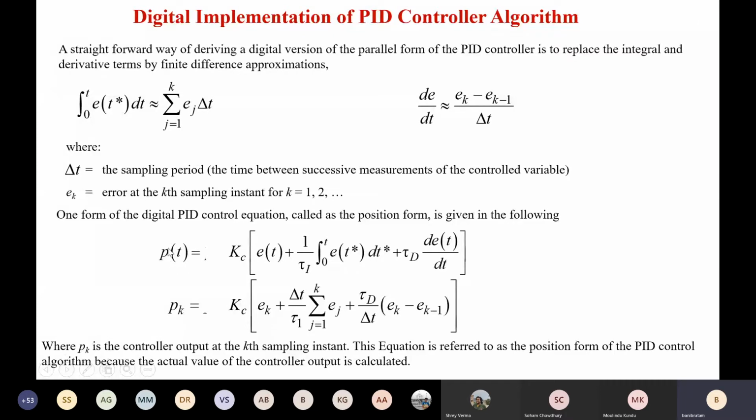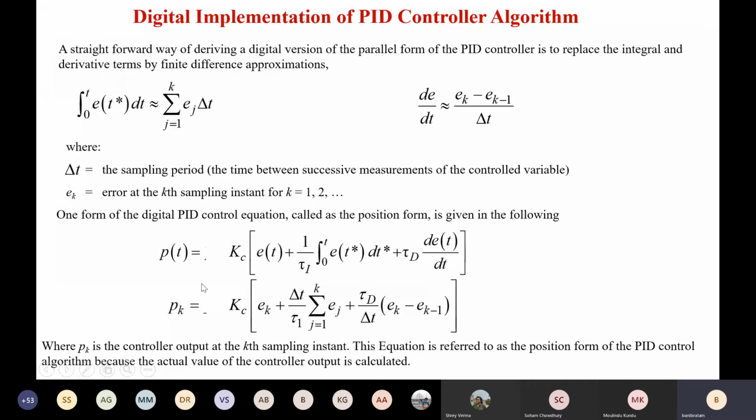So in our PID control, if I consider that the PID output is P(t), then I can write it as, here just Kc is written. Earlier we have written Kp. So Kc into e(t) plus 1 by tau_I integration e(t) dt plus the derivative term. This is the analog form, this is the representation.